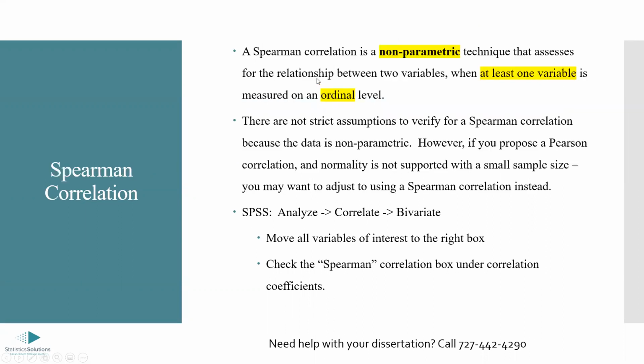And then a Spearman correlation is the non-parametric technique when you have at least one ordinal variable. And because it's non-parametric in nature, you don't have strict assumptions to check, linearity, normality, homoscedasticity, things like that. Non-parametric techniques typically don't have many assumptions to check, and normality is definitely not one of them. So here are the instructions for running a Spearman correlation.